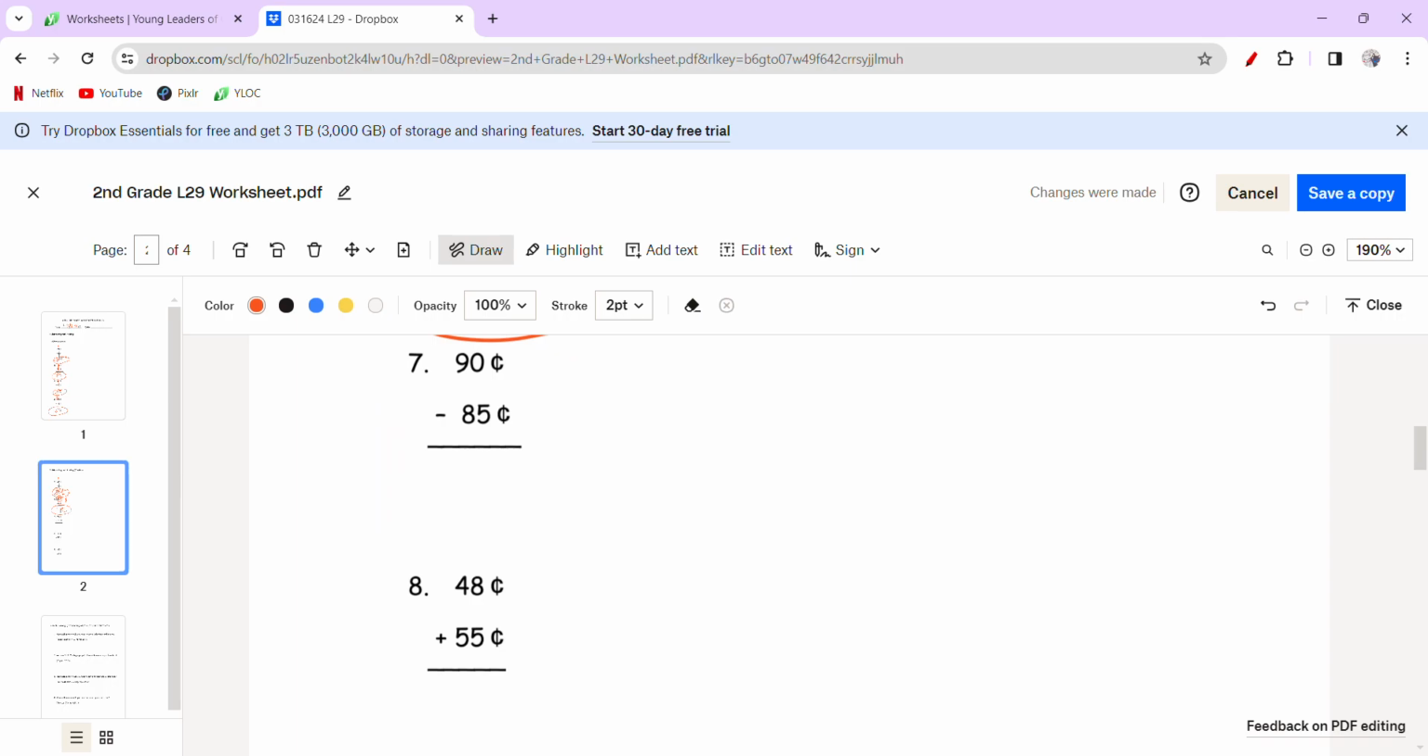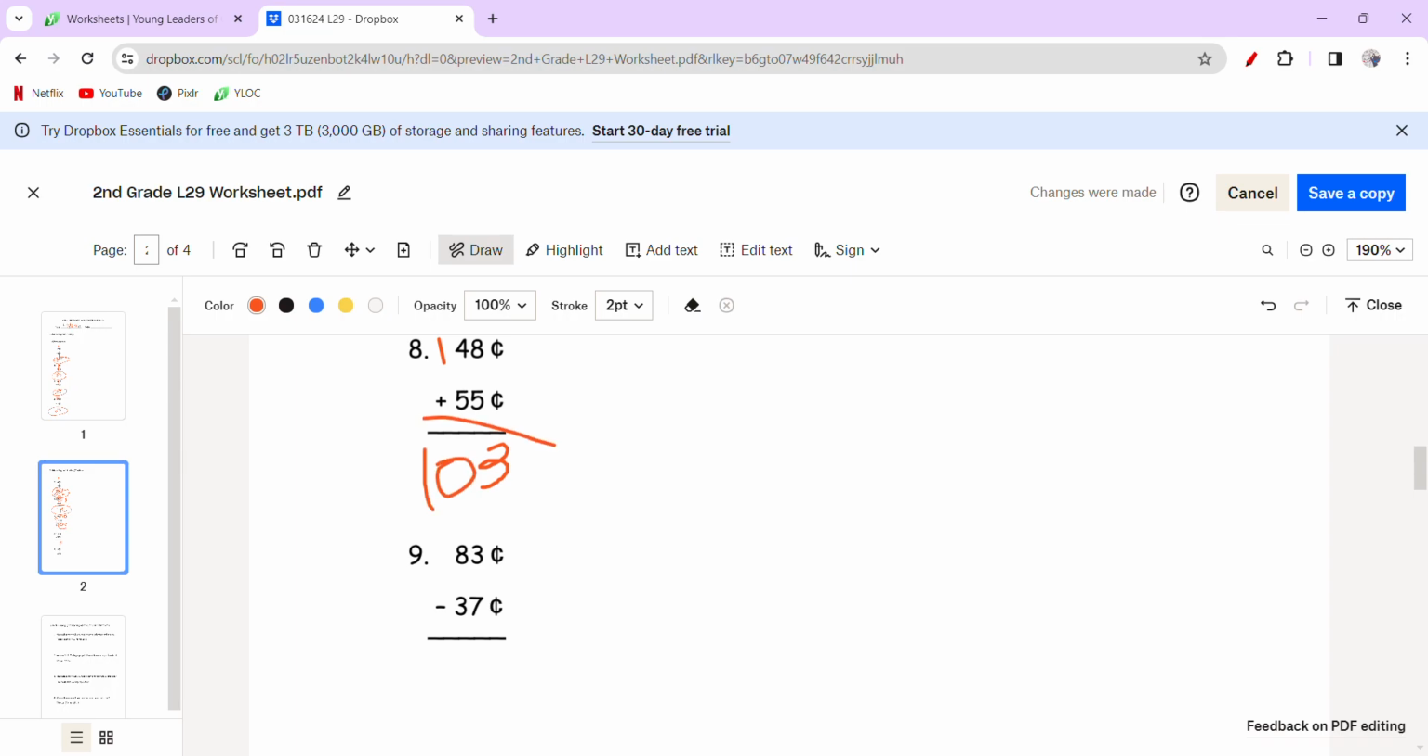90 minus 85. Again, you can't do 0 minus 5, so you have to borrow from the 9. So the 9 will turn to 8, and the 0 will turn into 10. 10 minus 5 is 5. 8 minus 8 is 0, so it's just 5 cents. Very simple. 48 plus 55. 8 plus 5 is 13, so we'll write the 3 here and add the 10 over there. 4 plus 5 is 9, plus the 1 is 10, so it'll be 103 cents.